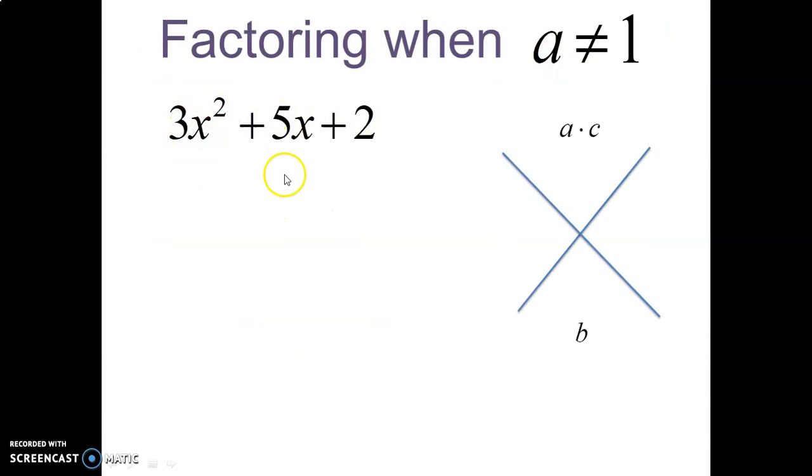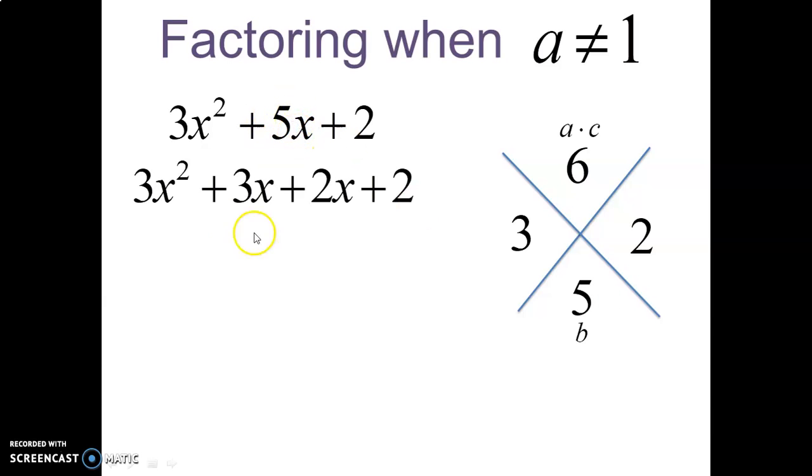A is 3 here. We still begin by doing a times c here, so 6. We put b here. We still look for two numbers that multiply to 6 but add up to 5. They are 3 and 2. And then now we take this part here, the 5x, and we expand it into those two numbers we found. So 5 becomes 3x and 2x.